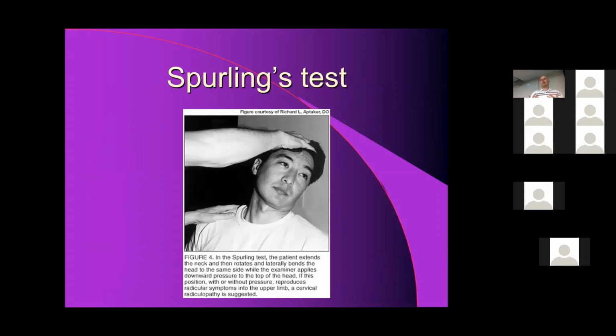In my note, most of the time when I describe a positive, I don't say positive Spurling's. I just say Spurling's caused pain in the shoulder and numbness and tingling in the thumb and index finger, or numbness and tingling that went down to the mid forearm and stopped. That way it's more descriptive. If you have an idea of your dermatomes and myotomes, you can hone in on what nerve you think might be involved if you start to further evaluate their cervical spine.